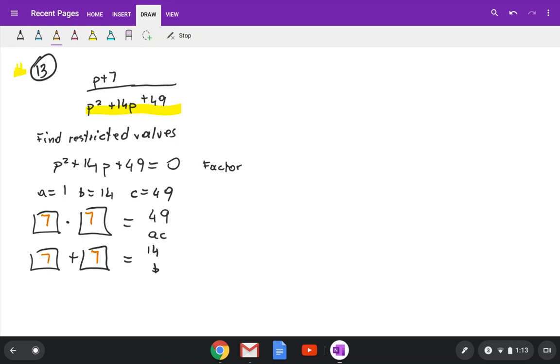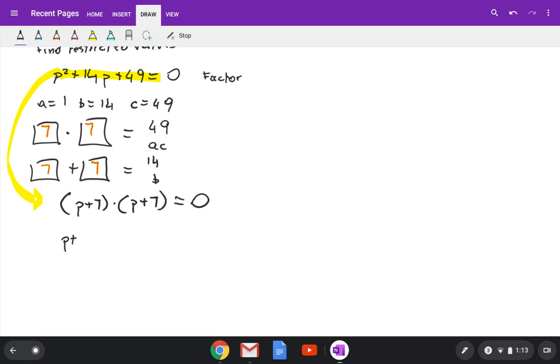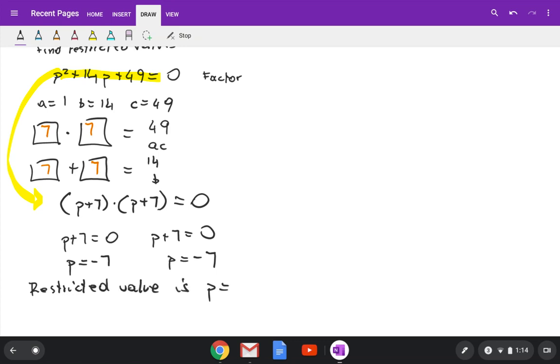So we can rewrite p squared plus 14p plus 49 using the factors: p plus 7 times p plus 7. And now to find the restricted values, make that equal 0. Okay, so take each factor and make it equal 0. And we're getting p equal negative 7, p equal negative 7, since we have the same restricted value. So we're just writing this once. Restricted value is p equal negative 7.